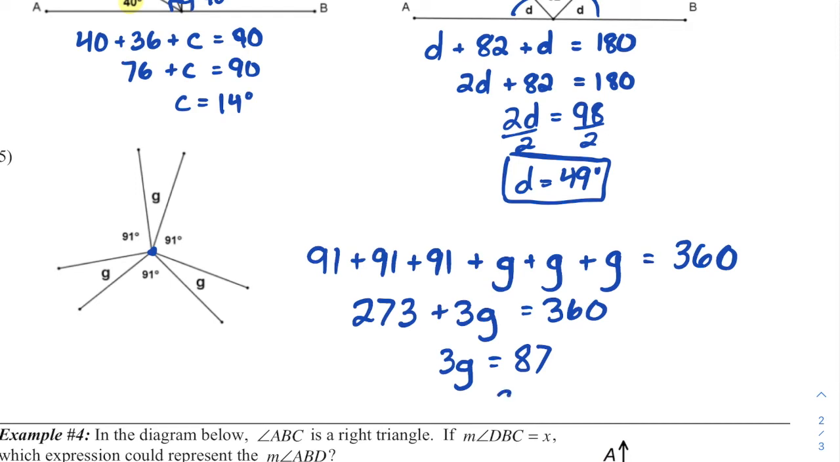And that would give us 29. Okay, so G would be 29 degrees.